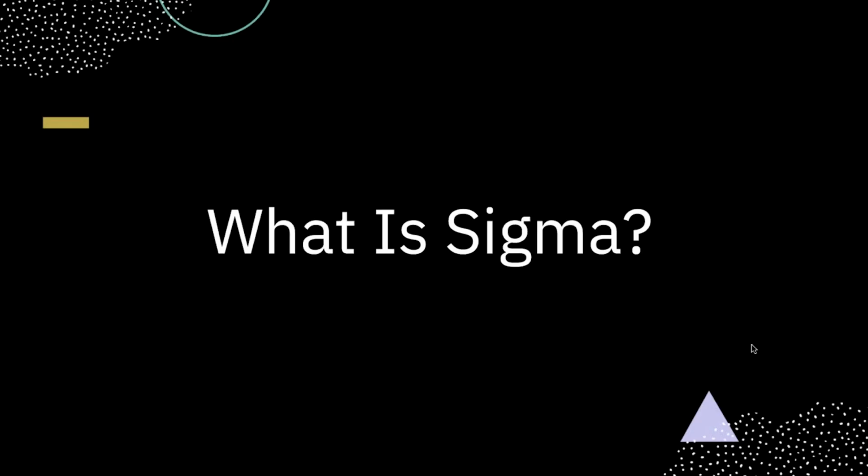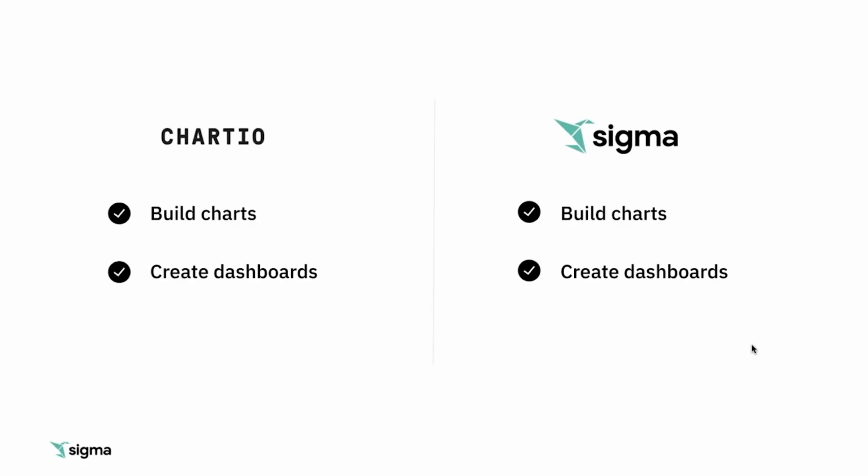So what is Sigma? Sigma is fairly similar to Chartio in the sense that we are a browser-based analytics and BI solution for your cloud data warehouses. On the surface, Sigma and Chartio may even look similar. We do some of the same things. For example, we can both build charts and create dashboards. With Chartio, that's the main value proposition. You can take your data, generate a slice of it, plot that, and then show that to some end users.